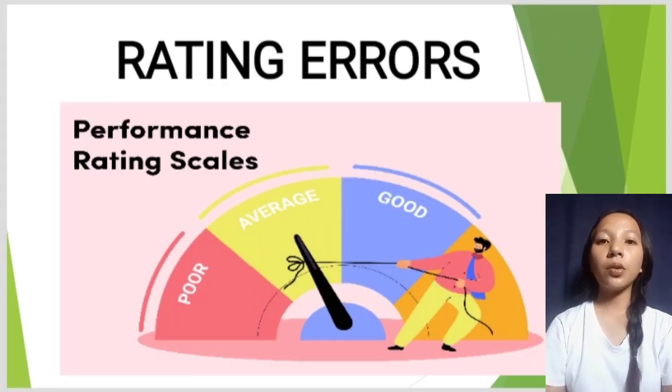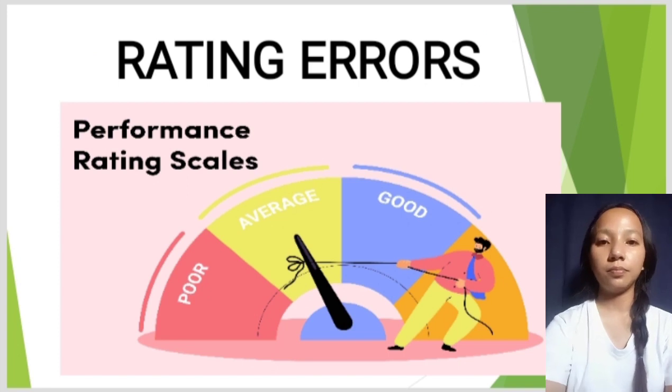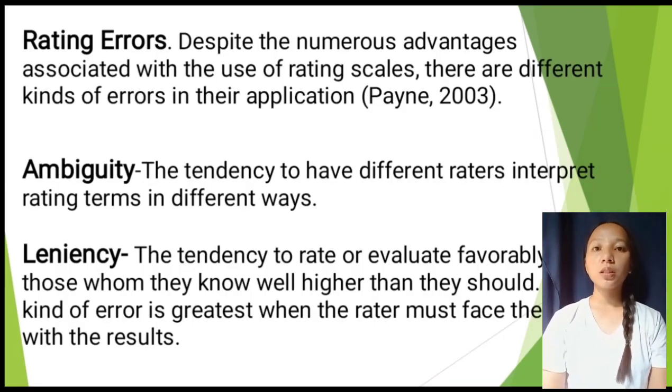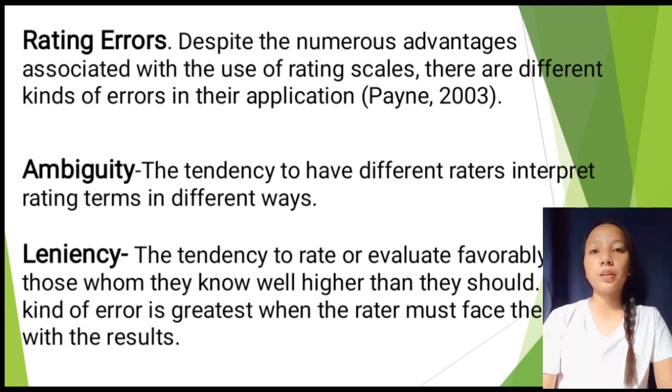Let's move on to rating errors. Despite the numerous advantages associated with the use of rating scales, there are different kinds of error in their application. Rating error is an error in judgment that occurs in a systematic manner when an individual observes and evaluates another. Personal perception and biases may influence how we evaluate an individual's performance.